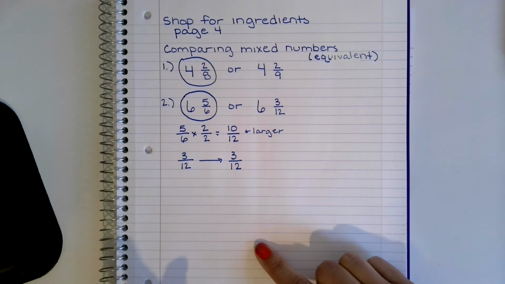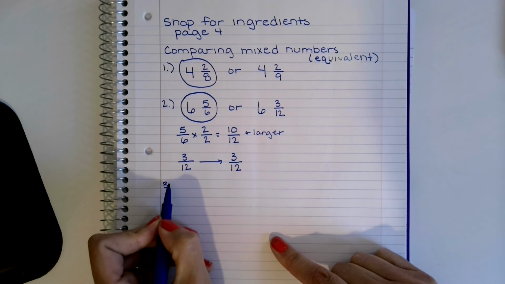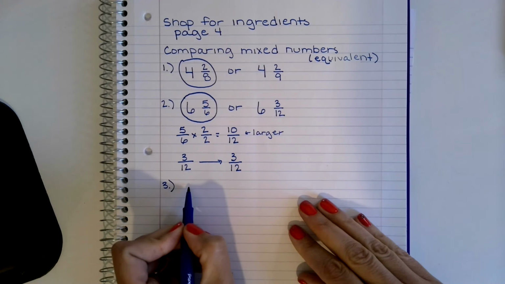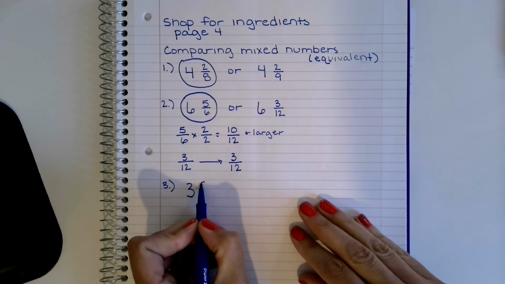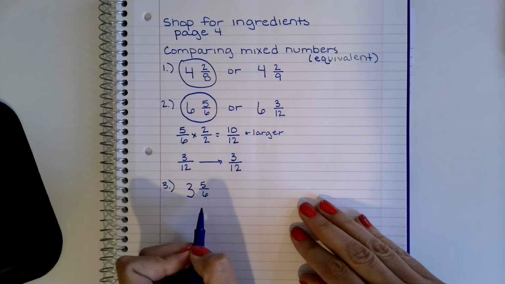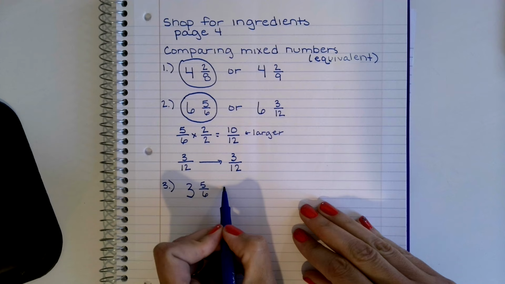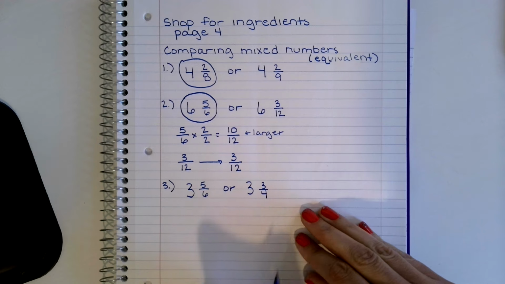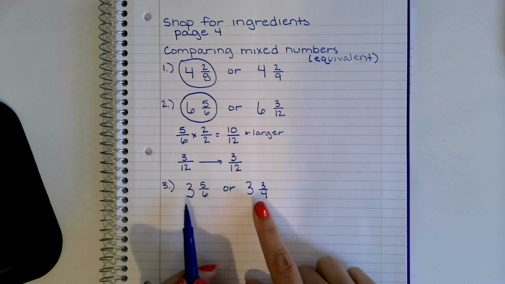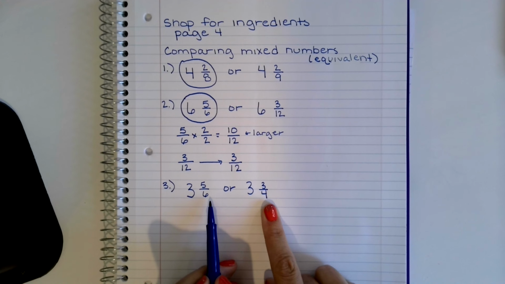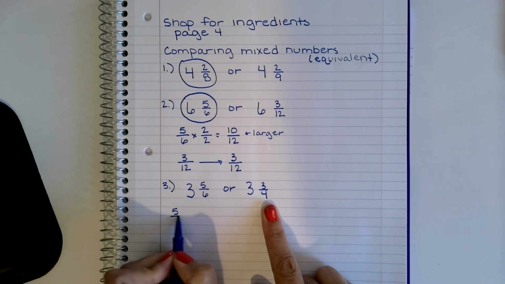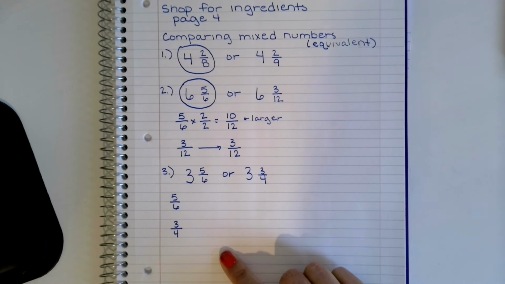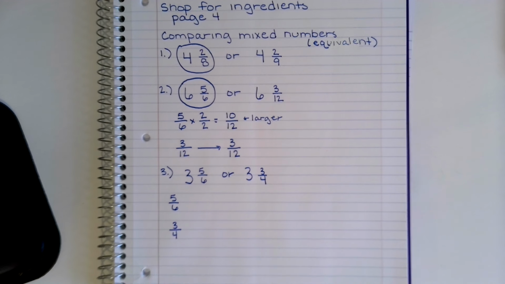Okay, so you're going to do the same thing. For number 3, I guess I'm going to do the powdered sugar one. So we have 3 and 5/6 for $2.75, or 3 and 3/4 for $2.75. Seeing the whole numbers are the same, I'm just going to compare the fractions. So 5/6 and 3/4. What would be a common denominator that we can use to change them to equivalent fractions?